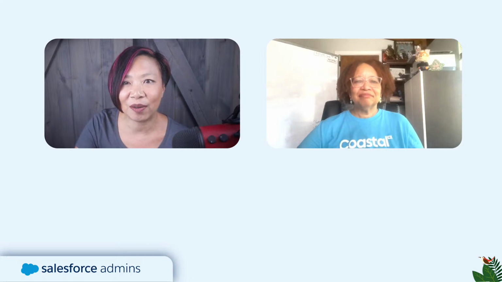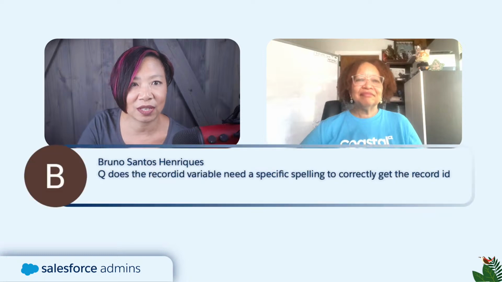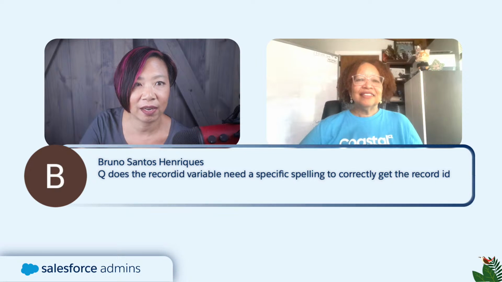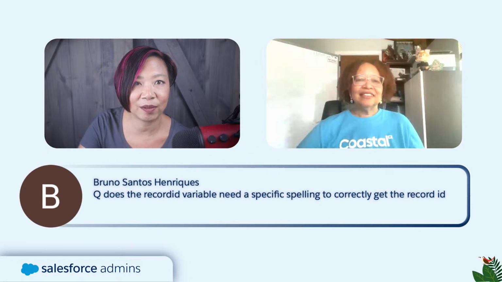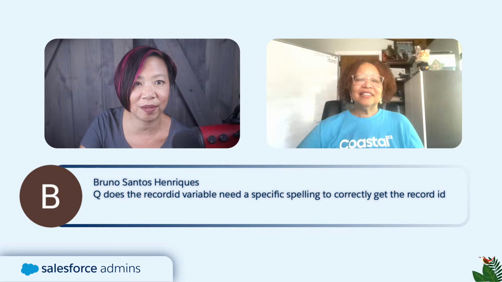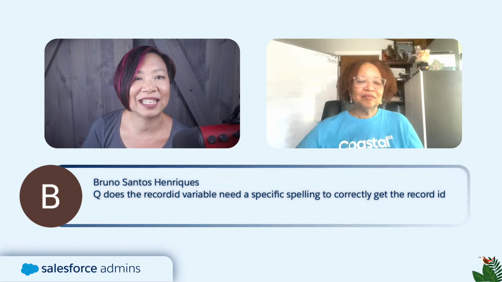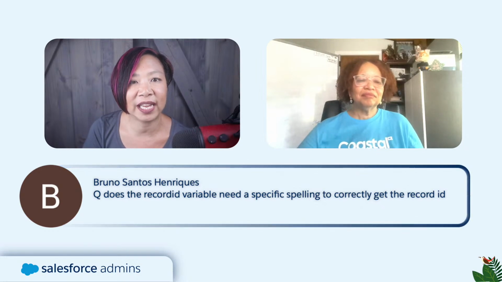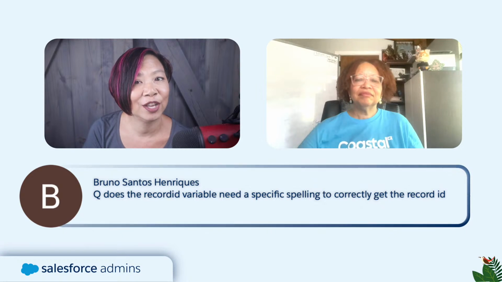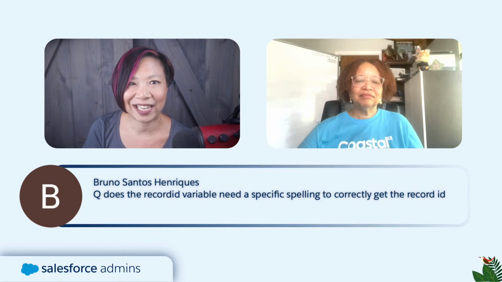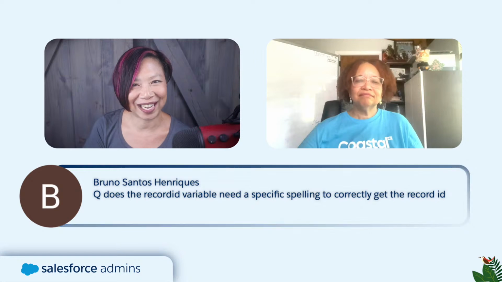All right, so I do have a question. So let's pull that in here. Okay, so the question is from Bruno. Thanks for asking the question. Does the record ID variable need a specific spelling to correctly get the record ID? Great question, Bruno. Nancy?